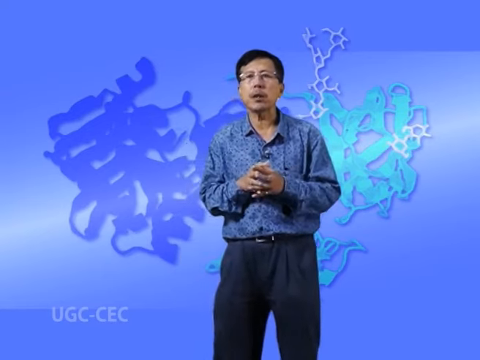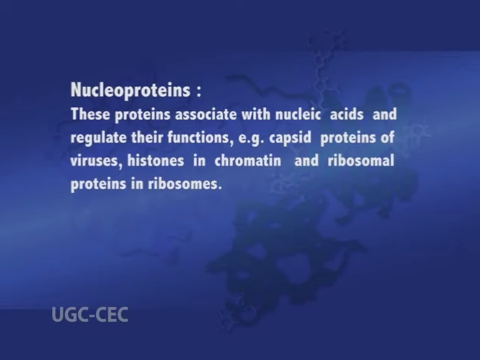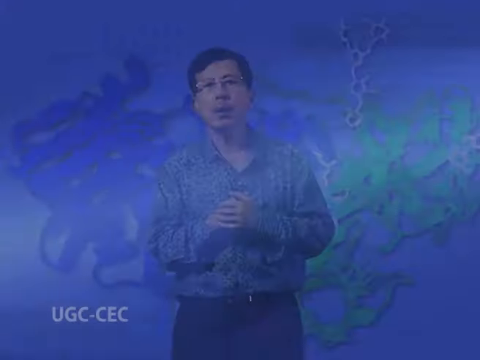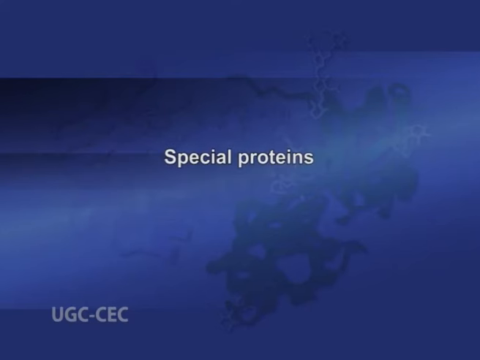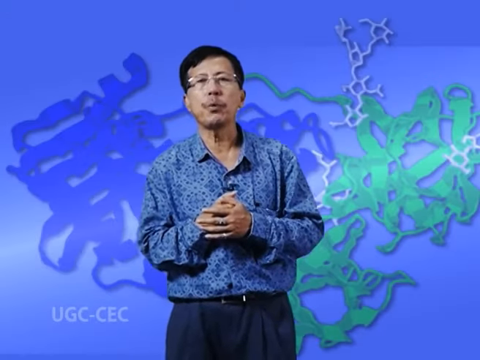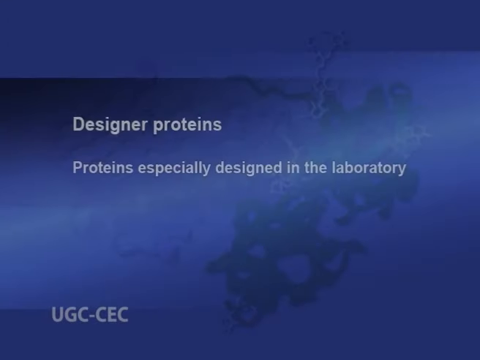Nucleoproteins form the next group. These proteins associate with nucleic acids and regulate their functions. For example, capsid proteins of viruses, histones in chromatin, and ribosomal proteins in ribosomes. The next category is special proteins. These are proteins with special functions, and we will not deal with them in detail here. Designer proteins are proteins specially designed.